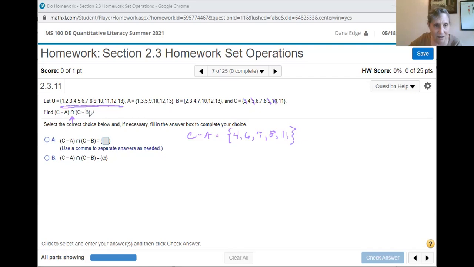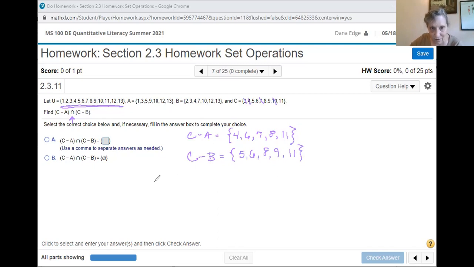Now I need to get C minus B so I can get their intersection. So C minus B, I start over here. C minus B is going to be C with anything that's in B removed. So 2 isn't there, 3, got it, 4, yes, 7, take that out, 10, take that out, 12 and 13. So that leaves me 5, 6, 8, 9, and 11.